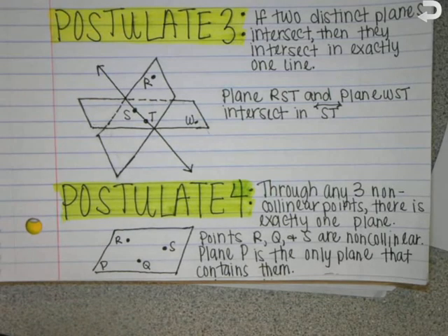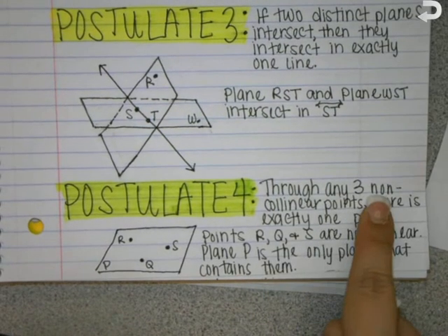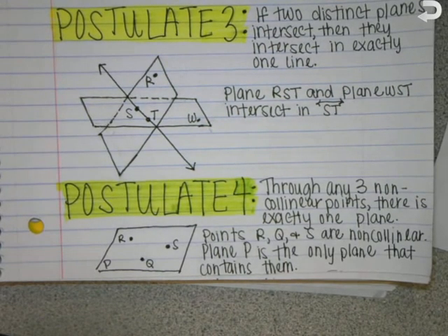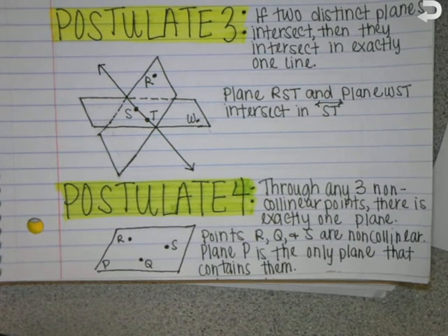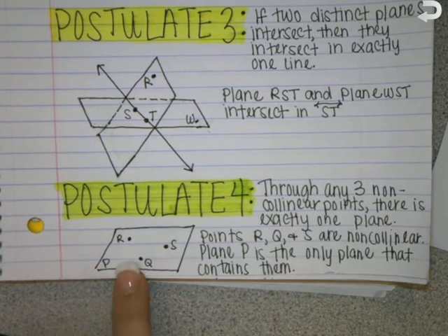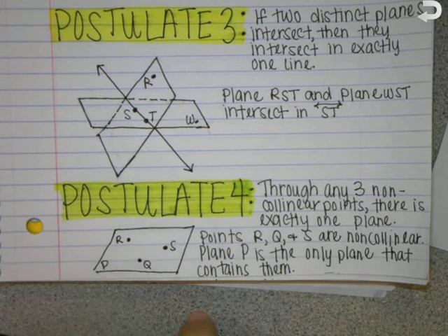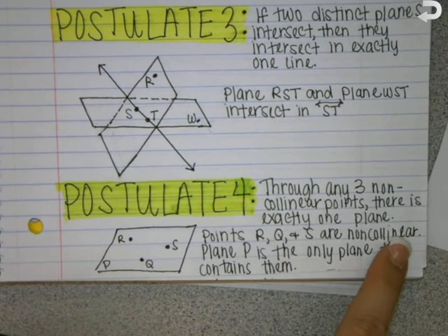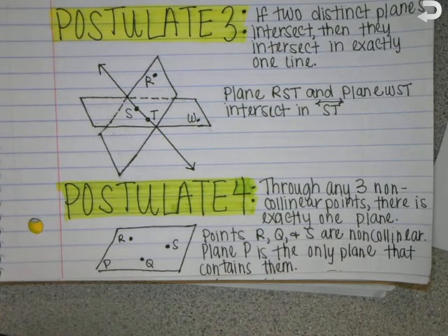Okay, so postulate 4 says that through any 3 non-collinear points, so if I have 3 points, but they do not all lie on the same line, then we can draw exactly and only one plane through those points. So basically, 2 points make a line, 3 points make a plane. Okay? So here's a plane. I called it plane P, and I put the points R, S, and Q in there. So we would say that points R, Q, and S are non-collinear because they don't all form one line. Plane P is the only plane that contains all 3 of those points.